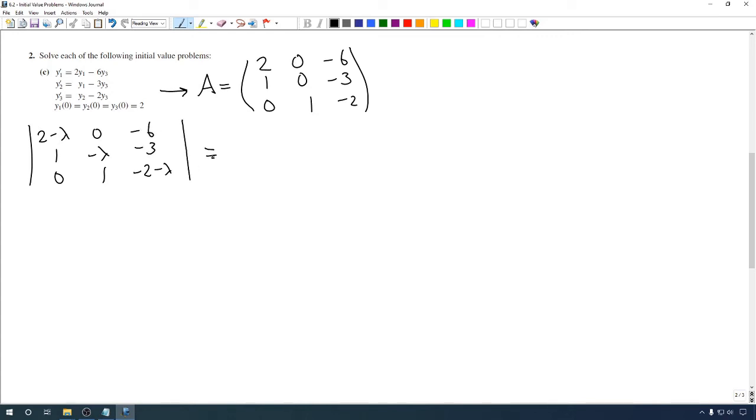And we get to actually take our determinant here. So this will be lots of fun. We have 2 minus lambda times the determinant of this part. That part is negative lambda times negative 2 lambda, or sorry, negative 2 minus lambda. I'm just going to write that out. I might not go through all the steps of actually expanding everything after this point, but I'm going to go ahead and write out the terms that we have here.